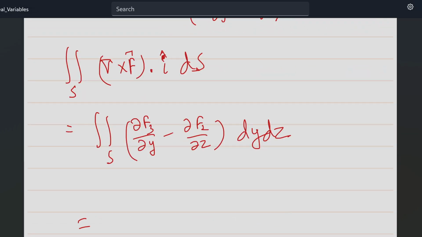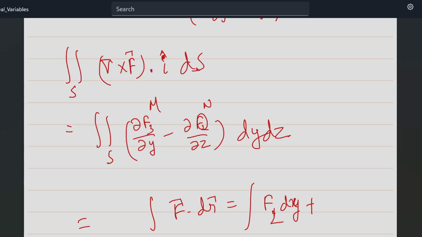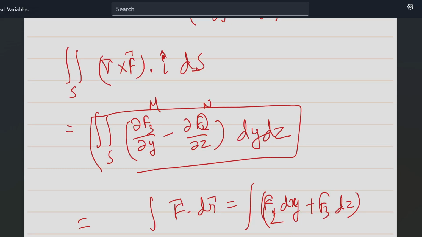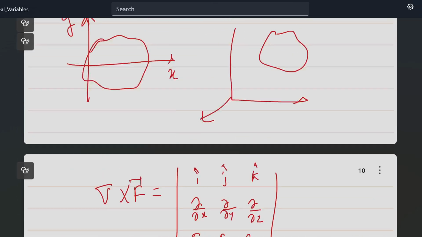So it is nothing but the right hand side of your Green's theorem, if you replace f3 by m and f2 by n. So it is the line integral F dot dr. F means f1, f2, f3, so f1 dx plus f2 dy plus f3 dz. Like that you have to do. So it is f2 dy plus f3 dz, and your right hand side is easy. So Green's theorem is nothing but the projection of the Stokes theorem in some plane. Green's theorem and Stokes theorem are both related. You should not say these are different.